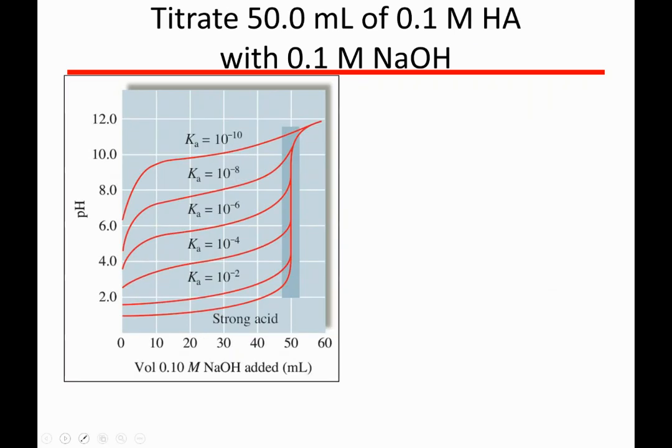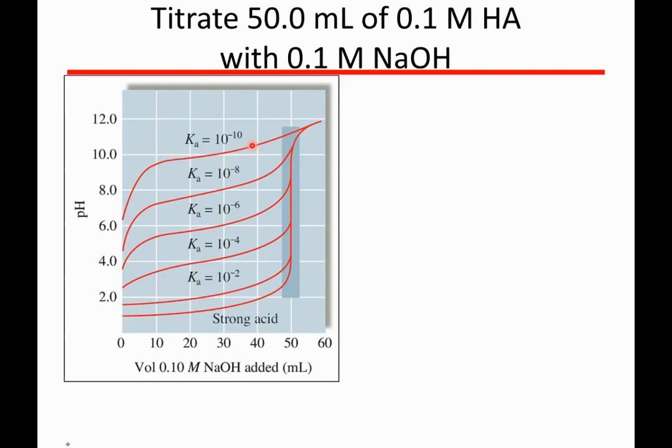You can take a look at the titration curves for several different acids with sodium hydroxide, and that's what this graph shows. Several different weak acids. Each one of these lines represents a different weak acid being titrated with sodium hydroxide. And they have different Ka values, and so as a result, the titration curves are going to look quite different.